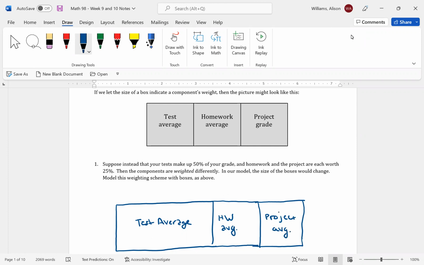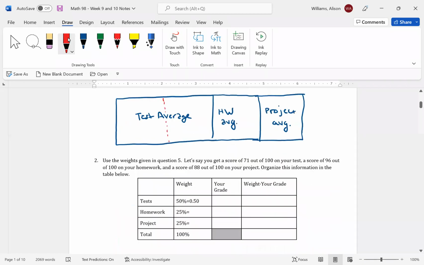So we would have this kind of breakdown where the test is twice as much. It's taking up 50% of the whole grade, and then the homework is another 25 and the project is another 25. So the tests would weigh more than the other two in that scenario.